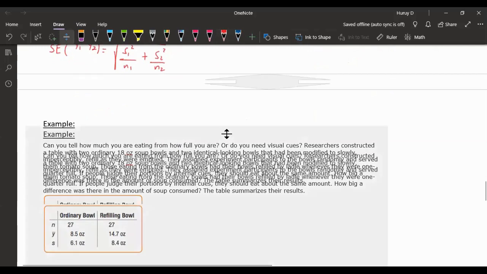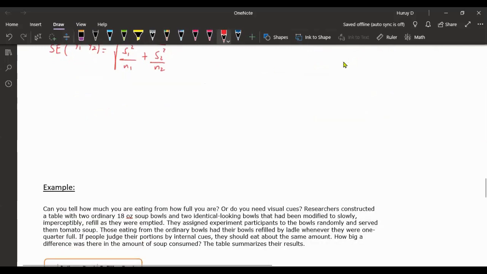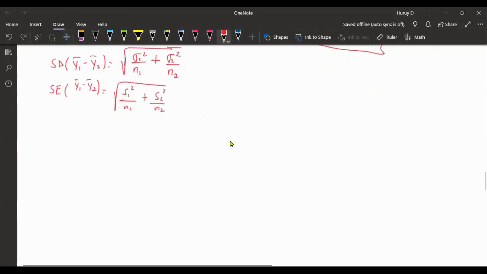So what is the distribution of this one now? What is the sampling distribution of the difference?